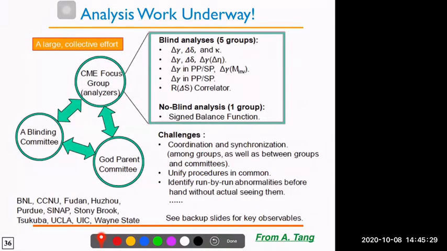There are a total of 5 groups within STAR that are doing the blind analysis. By blind, that means they don't know what they are analyzing, whether this is ruthenium or zirconium. I think that is the best way to avoid any potential bias, which is a very good, very professional approach. So the 5 groups are using these observables to do that analysis. There's also one non-blind analysis with the charge balance function. So with all 6 different analyses, I hope that we can see a coherent message coming out of that, and that's actually quite exciting.